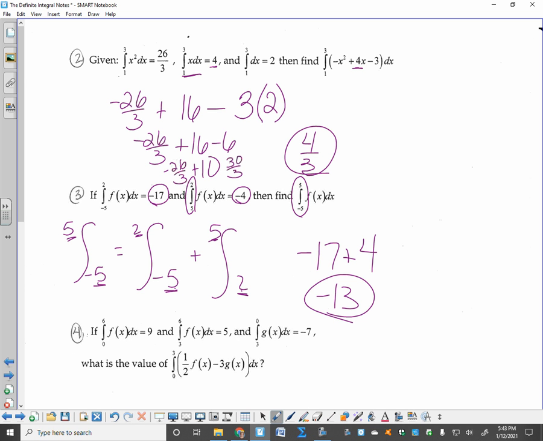So again, that's the sum of the parts equals the whole, going from negative 5 to 5. So I'm going to break it down to negative 5 to 2 and 2 to 5. Negative 5 to 2 was given to me plain as day. The other one was given to me backwards. It was 5 to 2, and I want to go 2 to 5, so I had to change the sign because I had to roll the other way.